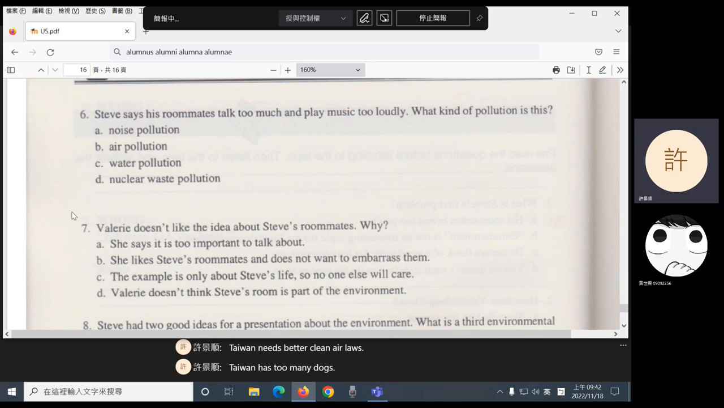Number six, Steve says his roommates talk too much and play music too loudly. What kind of pollution is this? 是什么样的污染? A, noise pollution, which is the correct answer. This is noise pollution. B, air pollution. C, water pollution. D, nuclear waste pollution. We don't even have to listen to the question. The answer is A.